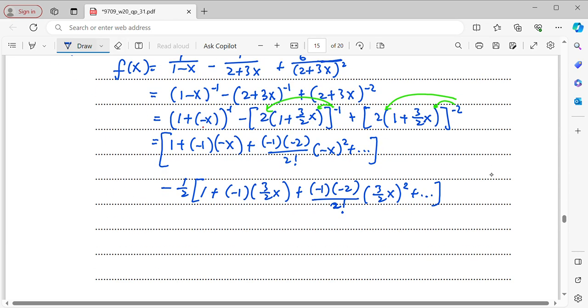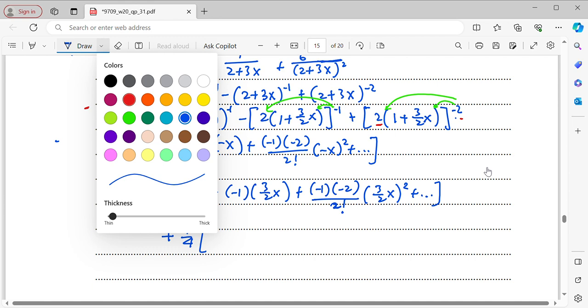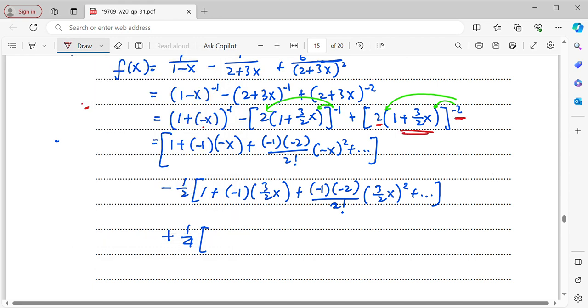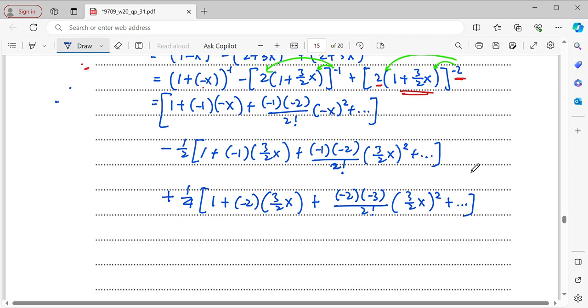And the third expansion, this is 2 to the power of negative 2. That means it's 1 over 4. So I will get plus 1 over 4. And now the degree is minus 2, negative 2 for these two terms. So then I will get 1 plus n is minus 2, the x is 3 over 2 x, then plus n(n minus 1), which becomes minus 2 times minus 3 over 2 factorial, 3 over 2 x squared.